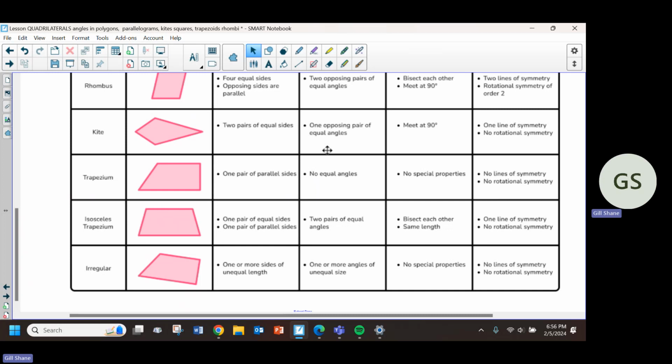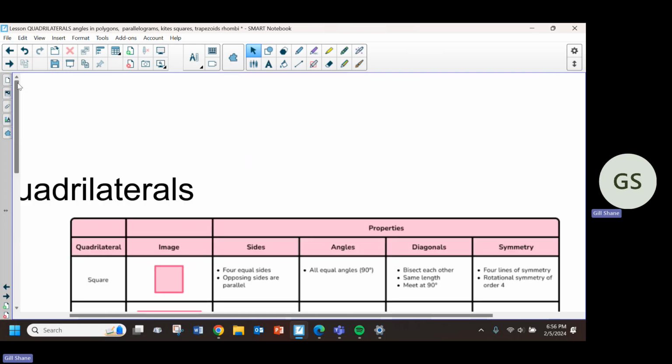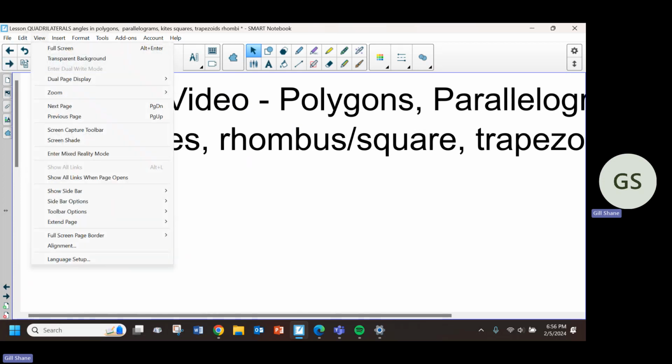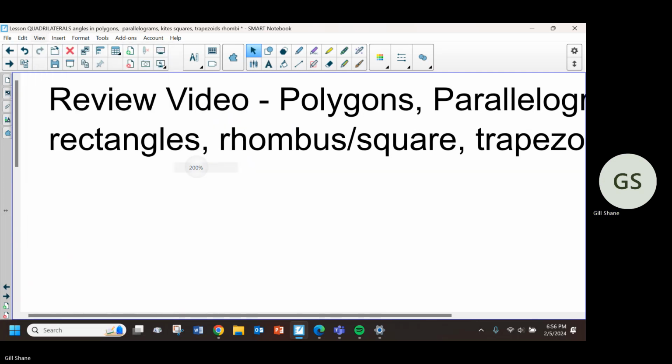So there's some stuff you can memorize. Don't worry about this last thing right here that has symmetry. We didn't do anything with symmetry. We just want to know the other properties. So diagonals, angles, sides. All right, so with that in mind, I'm just going to go from the very beginning all the way through the square, I guess, is where I stop. I'm not going to do trapezoids and rhombus yet.